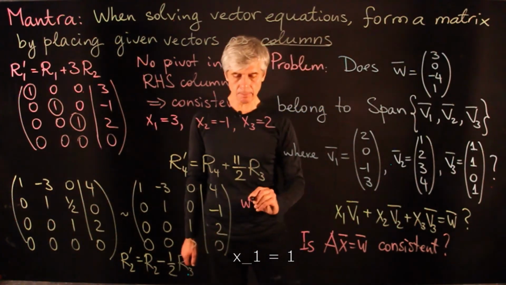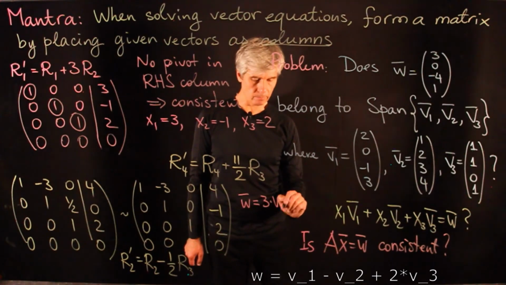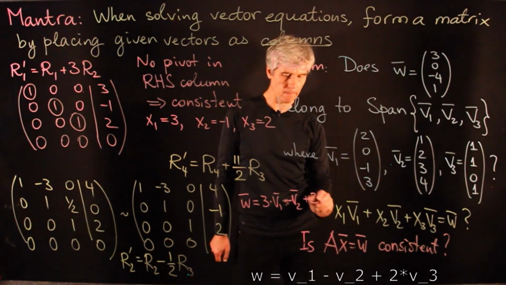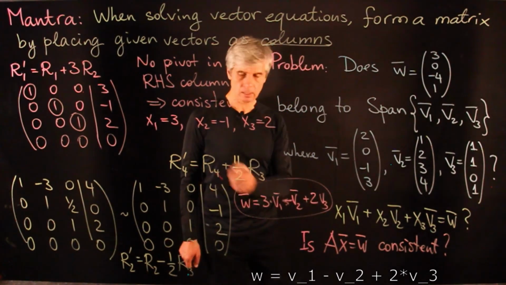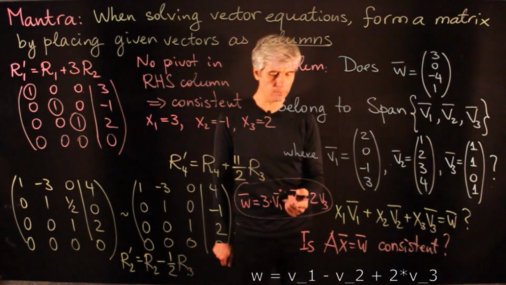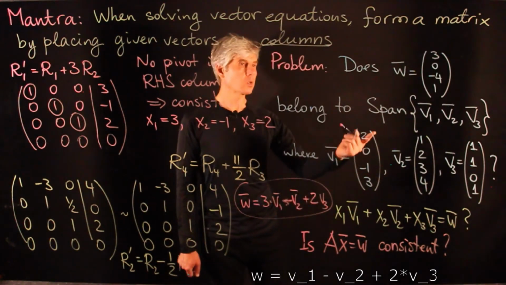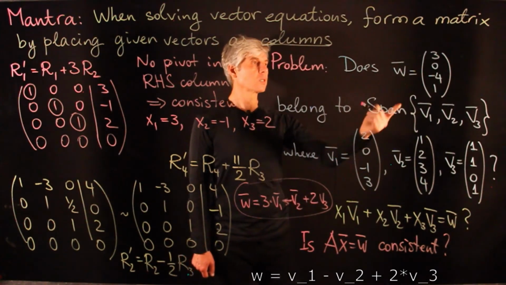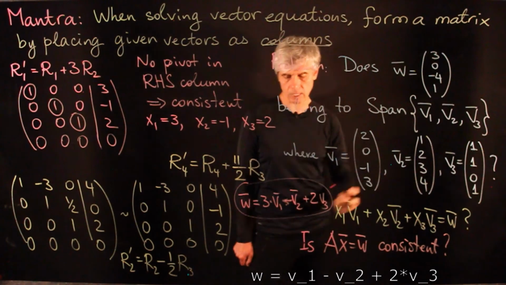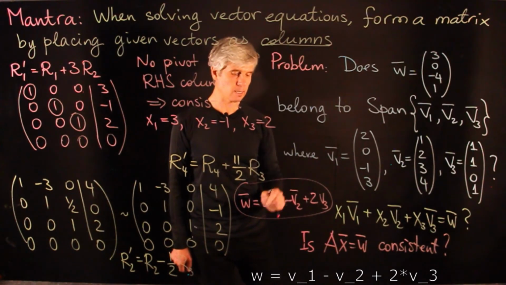So what we get is that W is 3 times V1 minus V2 plus 2 times V3. So this shows us how to expand W as a linear combination of V1, V2, and V3. And since W is a linear combination of these three vectors, this means that the answer to this question is positive. So this vector indeed belongs to the subspace spanned by the given three vectors. And so here we've got an explicit linear combination that tells us how this is done.